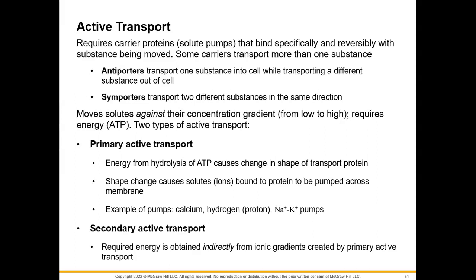Examples of these types of pumps include calcium pumps, hydrogen pumps, also known as proton pumps, and the sodium-potassium pump. Secondary active transport requires energy that is obtained indirectly due to ionic gradients created by primary active transport.